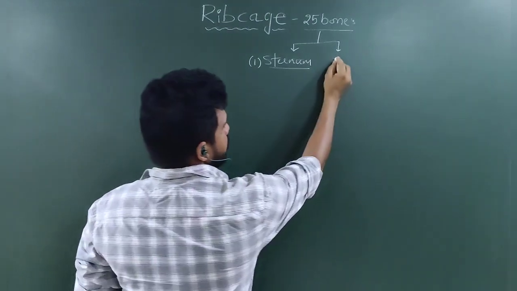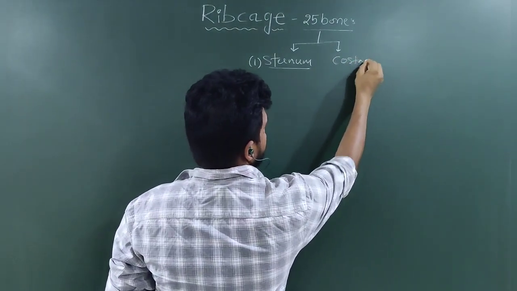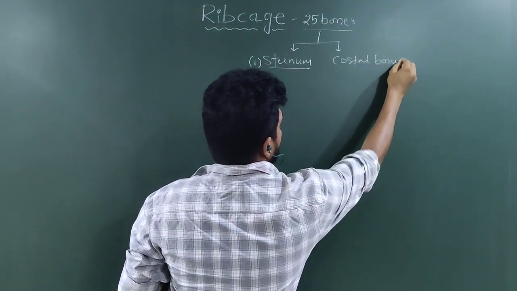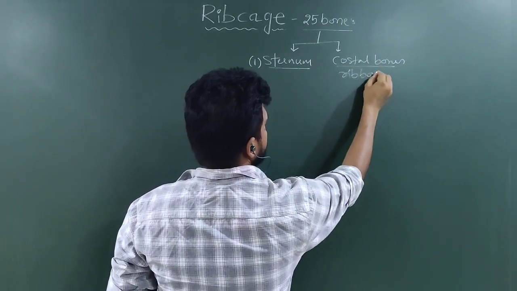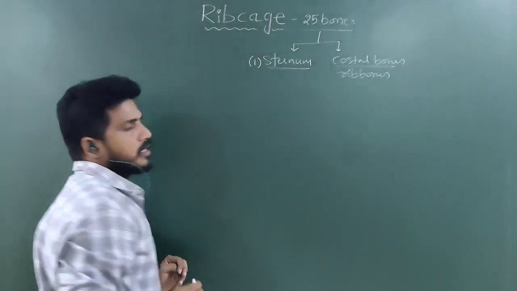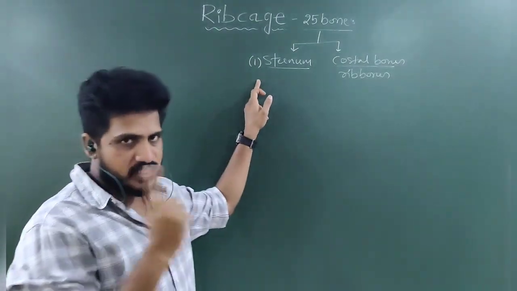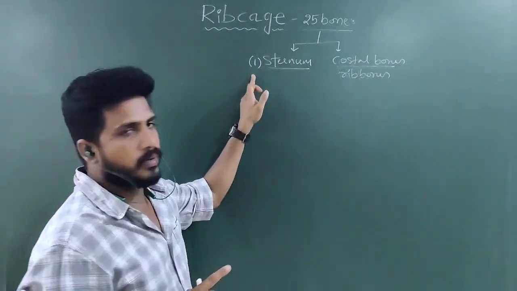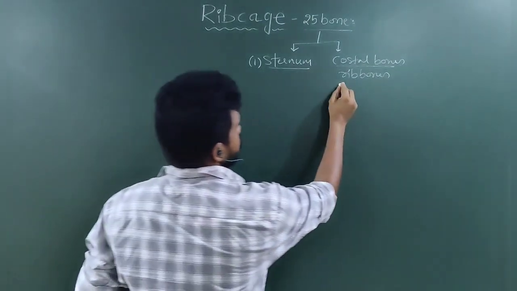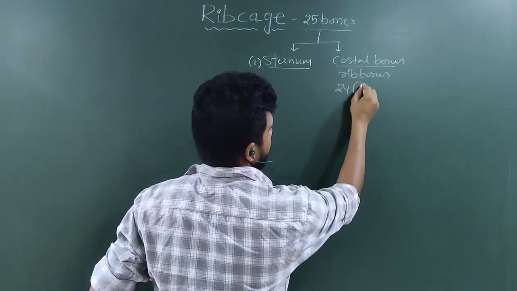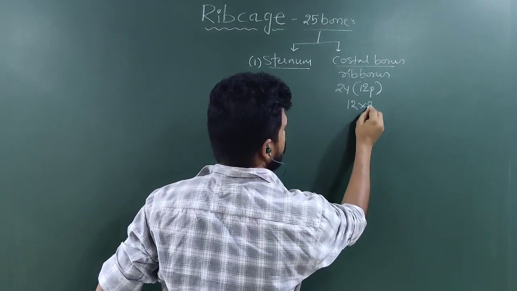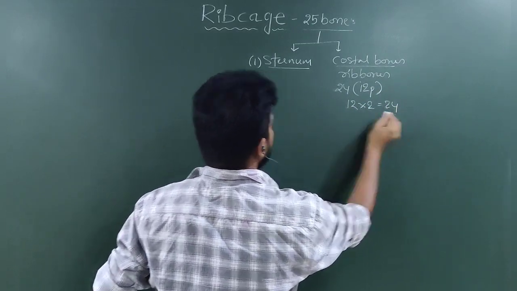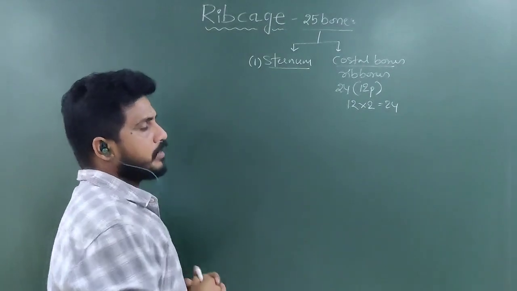Other than the sternum, there are costal bones. Costal bones are also called rib bones. So the total bones are 25. In that, one sternum is present. 25 minus 1, 24. So 24 costal bones are there. They are in 12 pairs. Nothing but 12 into 2 is equal to 24, plus 1, 25. This is a simple calculation.